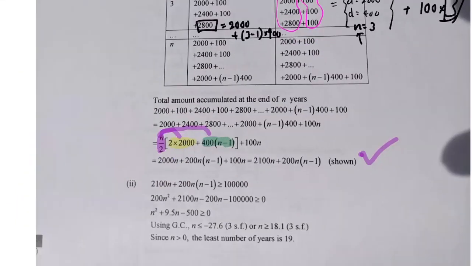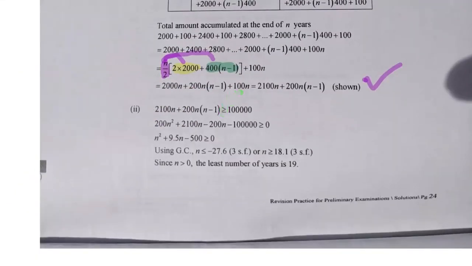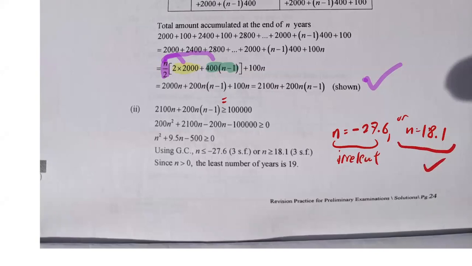So here they made it more precise. They say it should be more than or equal to, but for practical purposes, I think it's also easier for you if you just put an equal sign and then eventually you'll get a quadratic equation. You get n equals negative 27.6 or n equals 18.1. Negative is obviously irrelevant, so you can just ignore it. This guy, n equals 18.1.